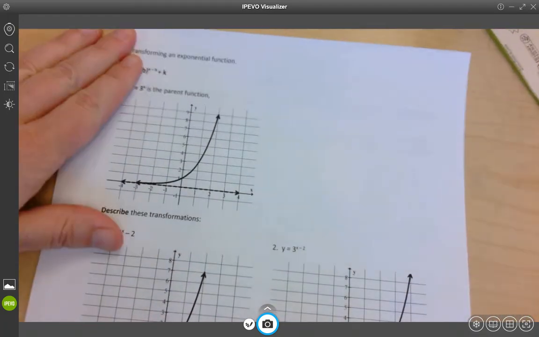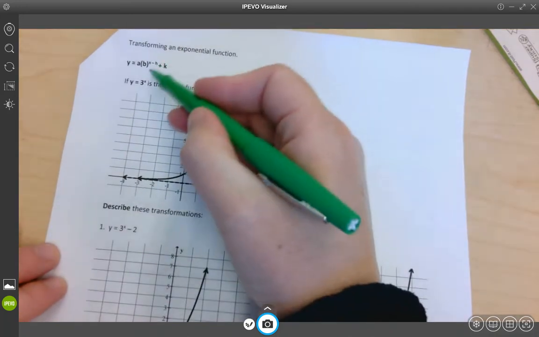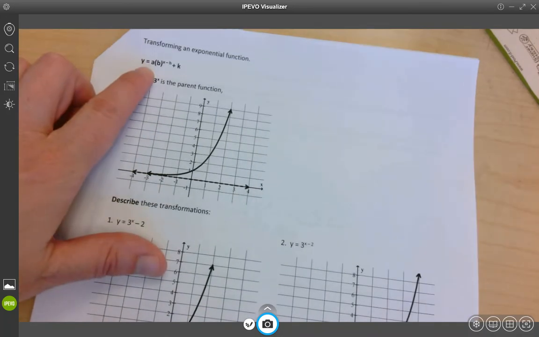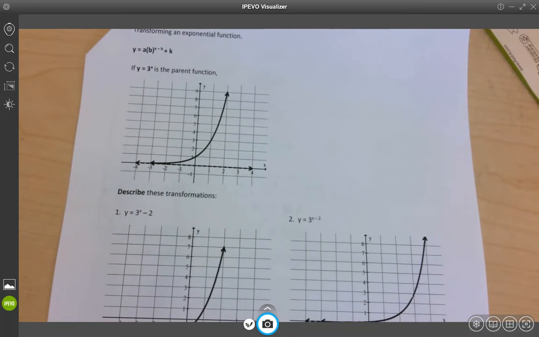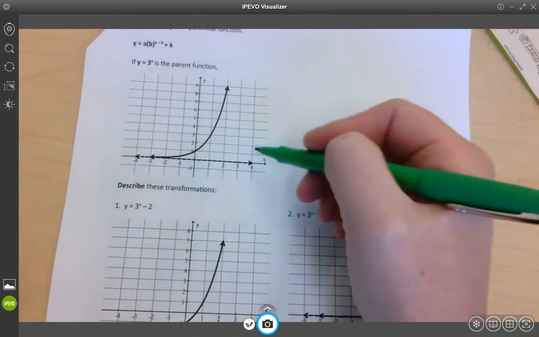All right, so we transform an exponential equation the same way we transform those parabolas when we were doing quadratic equations in the last unit. You can still use h and k to move them left, right, and up, down. And you can still use a to stretch them. Stretches in exponential functions, they're really tricky, and so we're not going to do those today, but we are going to do the shifts. So here's the parent function.